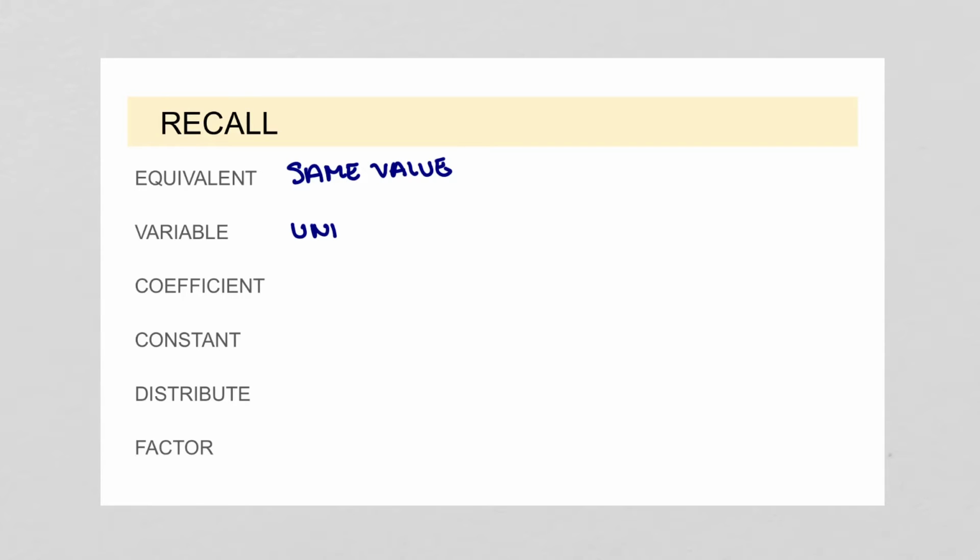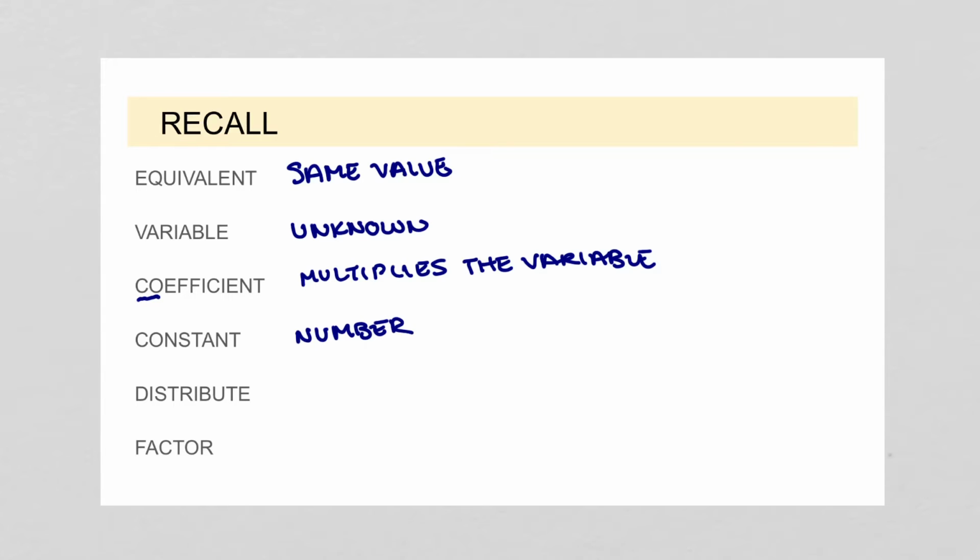A variable represents an unknown value. The coefficient is the copilot to that variable, and it multiplies the variable. You'll find it generally right in front of the variable. The constant is a number. Its value is constantly the same. We know that when we distribute, we multiply across grouping symbols. Most of the time we see that as parentheses.